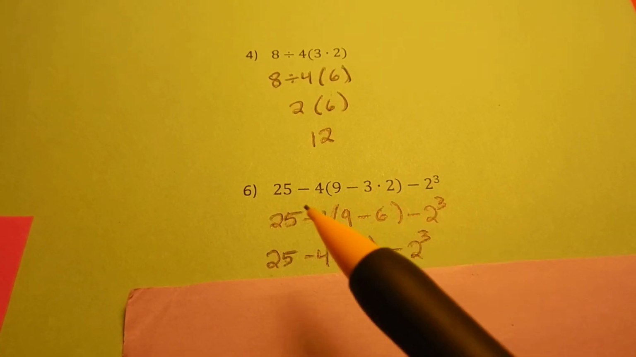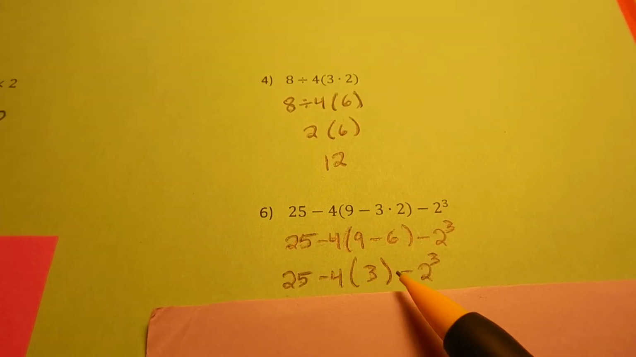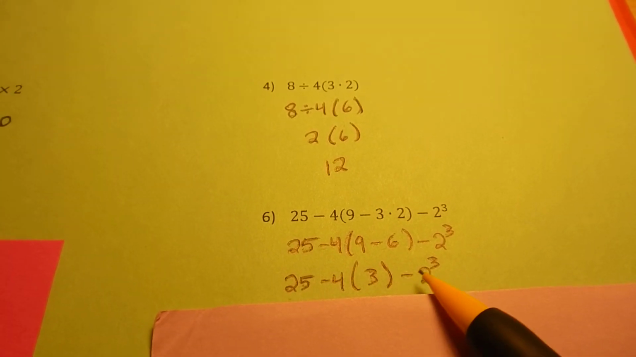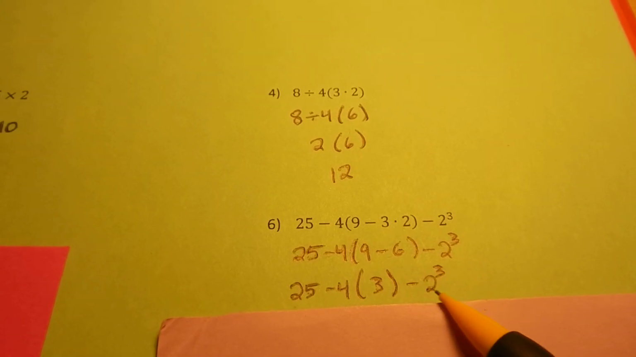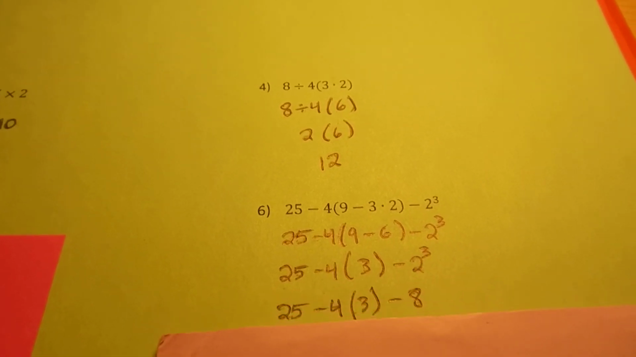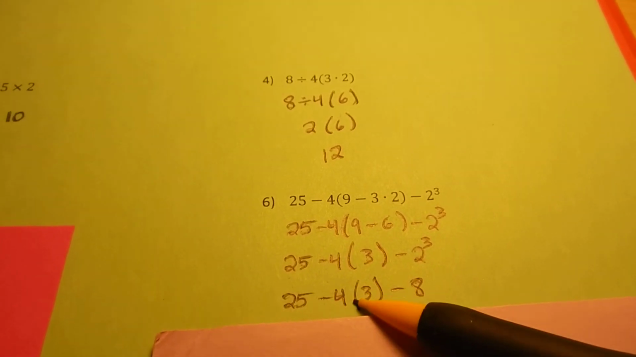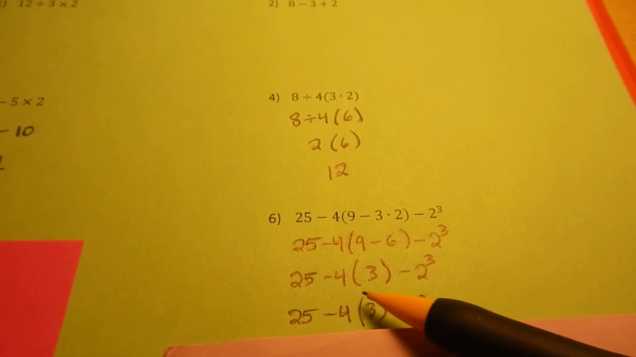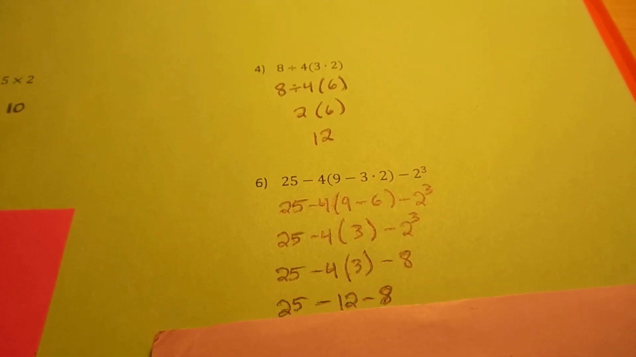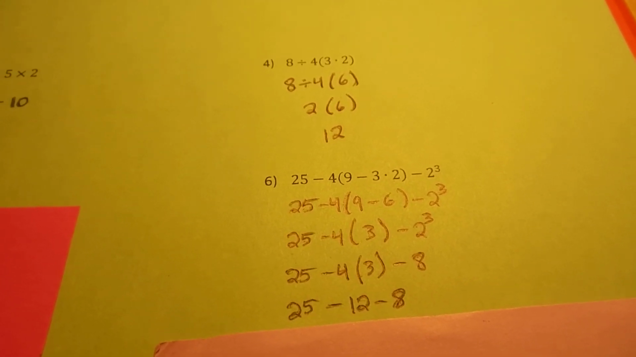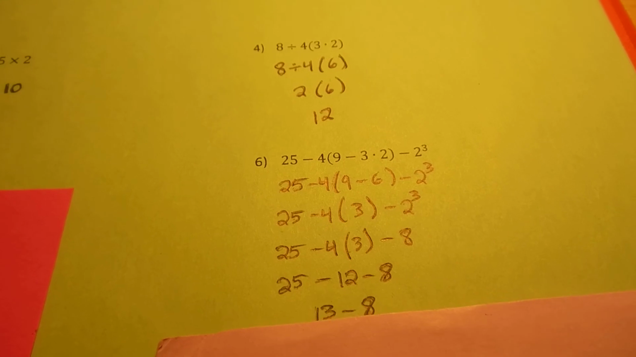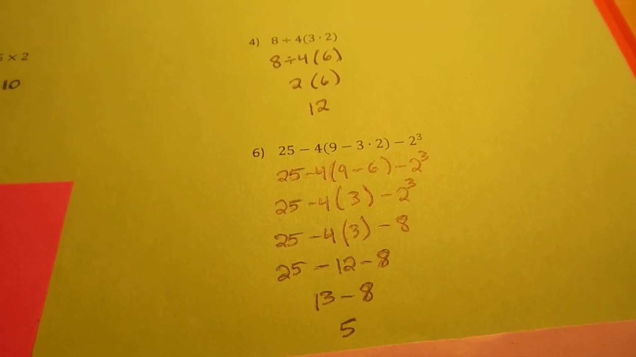So next there is a subtraction, multiply, a subtraction, and an exponent. So that should go first, that exponent, that's an 8. Notice how we have now subtraction, multiply, subtraction. So the multiplying goes next. That's a 12. And then 2 subtractions from left to right. We get 13 minus 8, or just 5.